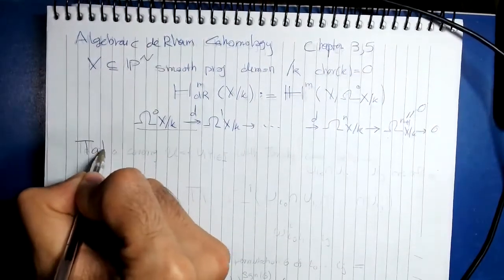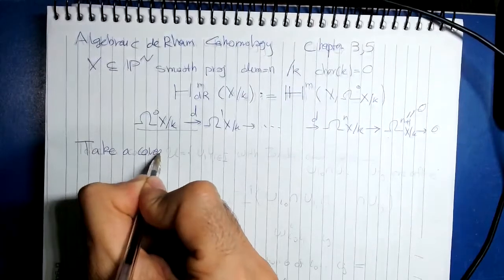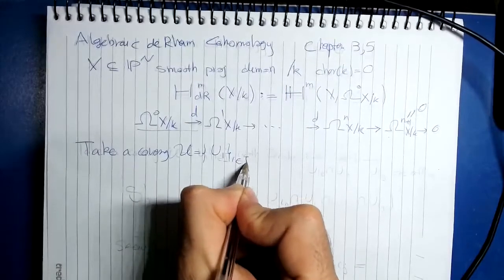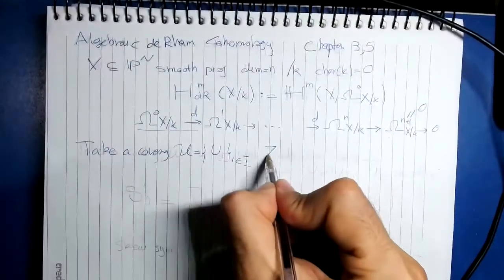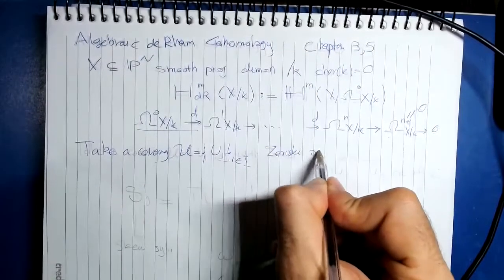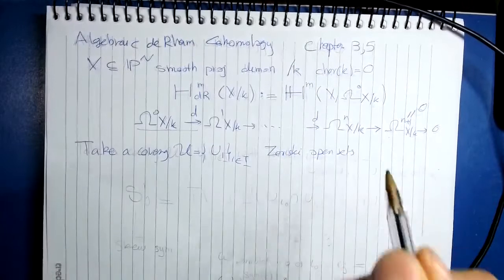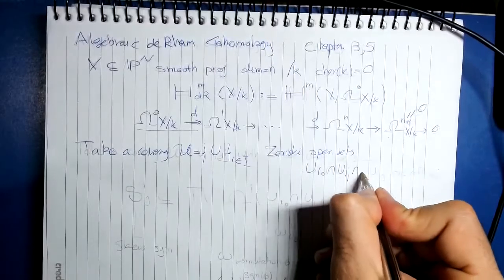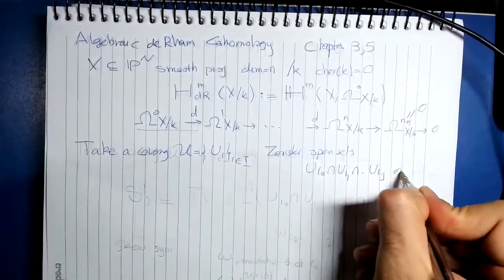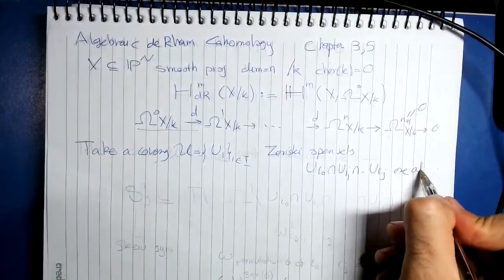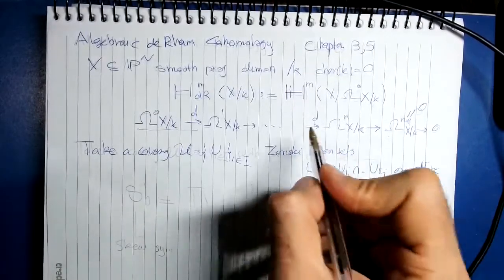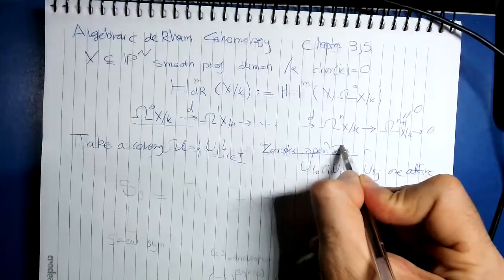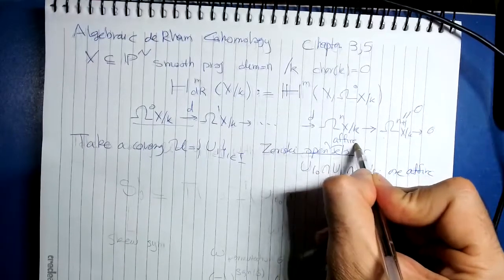And for this, we also will take a covering U with U_i, i in I, with Zariski open sets. And it will turn out that at the end, all these intersections U_i0, U_i1, U_ij are affine. So Zariski open sets, actually affine varieties.